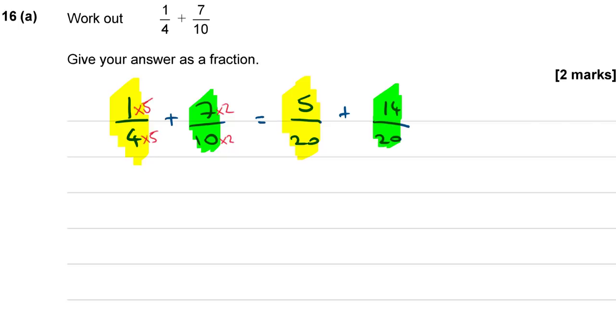And now I need to add them together. Okay, now when denominators are the same, it's very easy to add fractions together. The denominator stays exactly as it is, and we just simply add the numerators together. So 5 plus 14 is 19. So the answer is going to be 19 over 20.